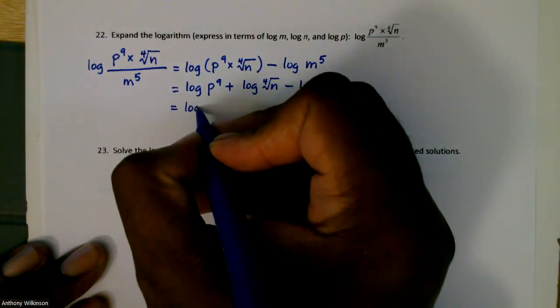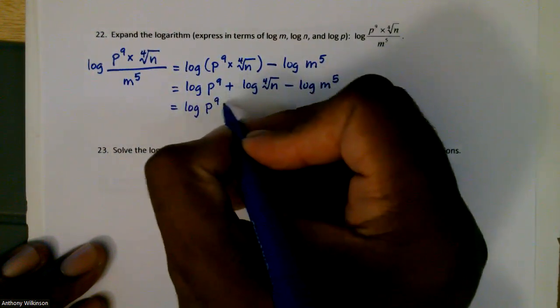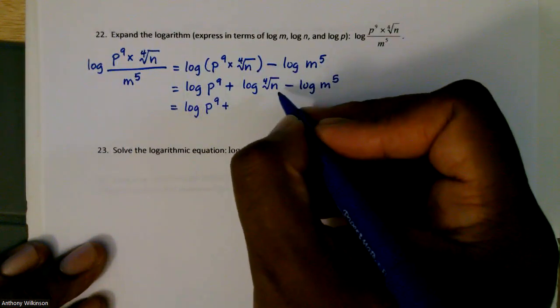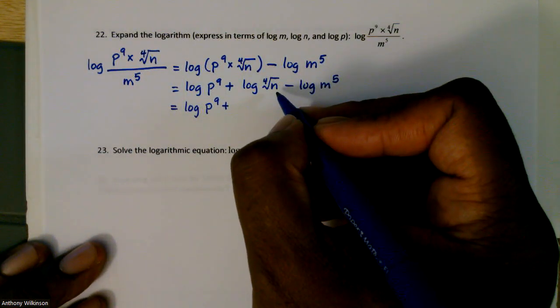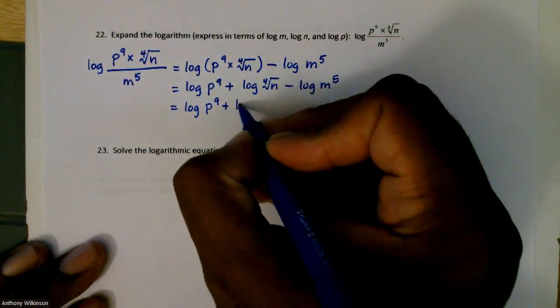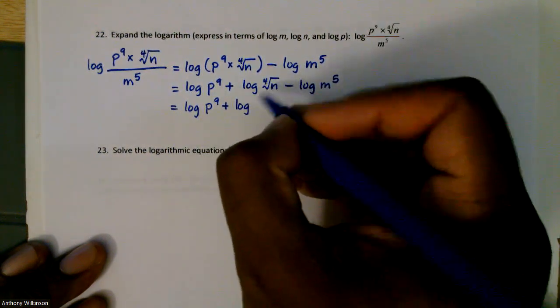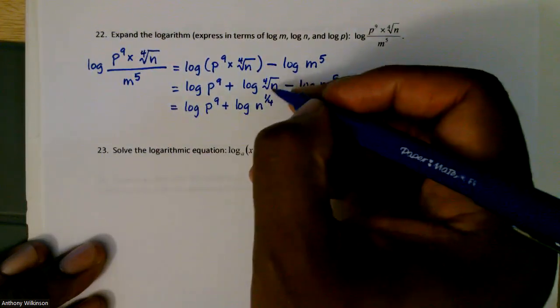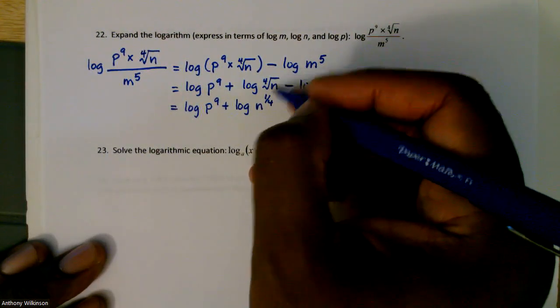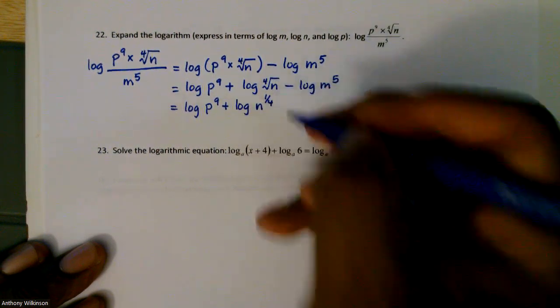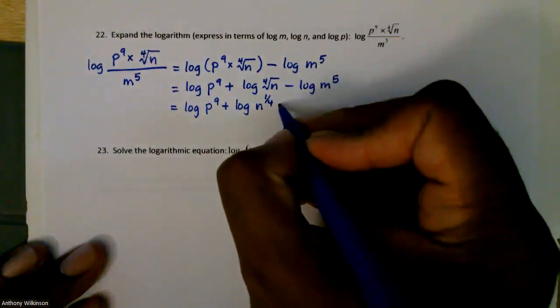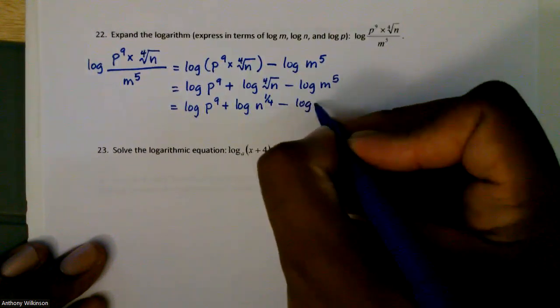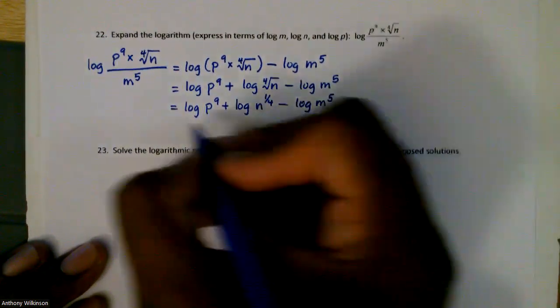Now I'm going to go ahead and rewrite this because I want to write the fourth root of n as an expression in its equivalent exponential form. So let me bring down the log of the fourth root of n, which will be n to the 1/4. That's because the n has the exponent of 1, and the index of 4 would be your denominator. And then minus the log of m to the fifth.